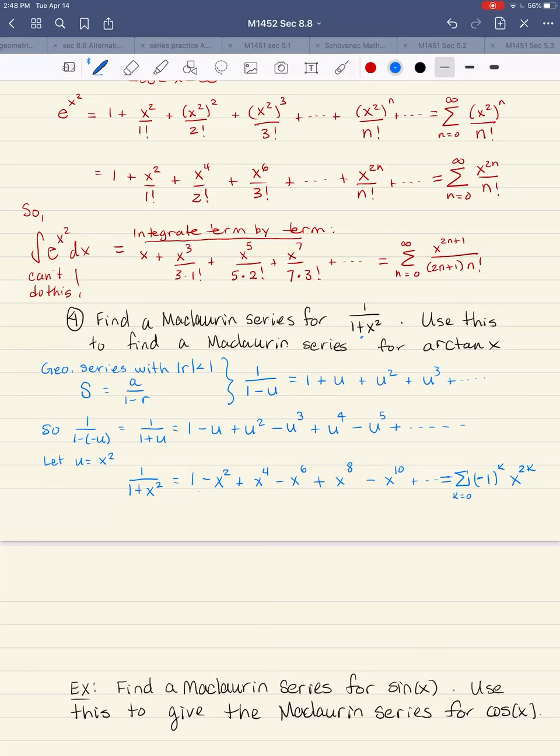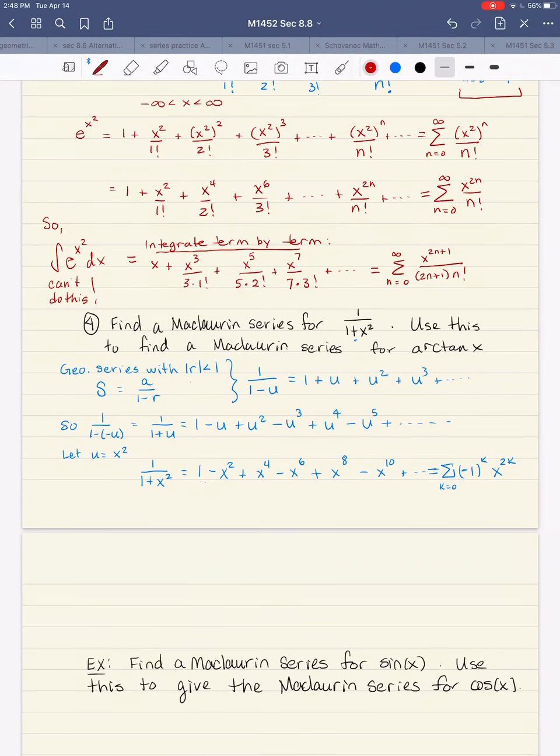But I know the interval of convergence. I began with the geometric series where the absolute value of r is less than 1. So in here, I know that the absolute value of u has to be smaller than 1. Then I replaced u with the opposite of u, but it's an absolute value, so that still holds. And then I replaced u with x squared, so this holds for x squared smaller than 1. Well, x squared is smaller than 1 whenever x is smaller than 1. So there's the interval of convergence.